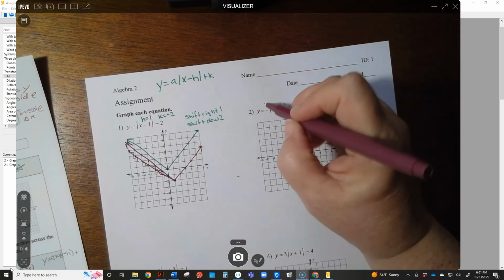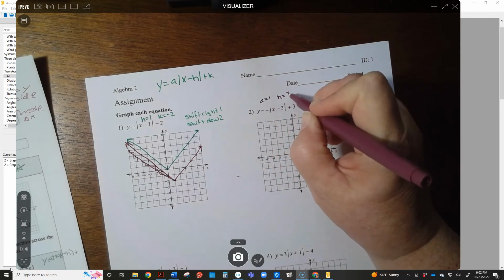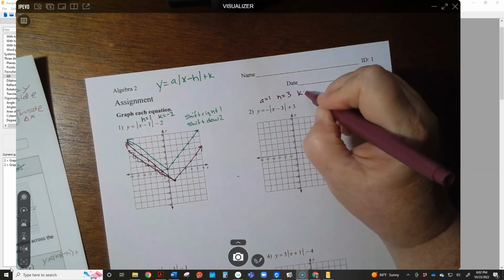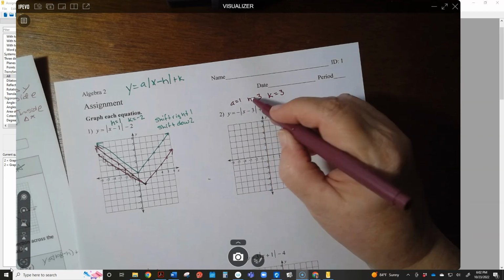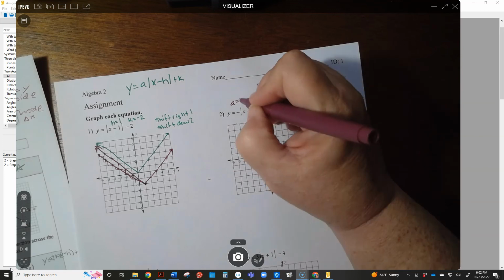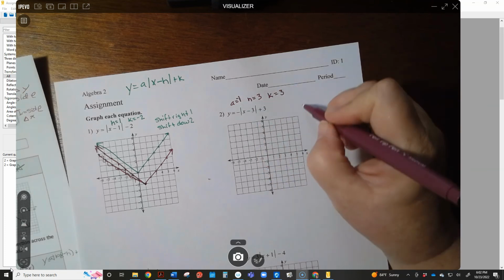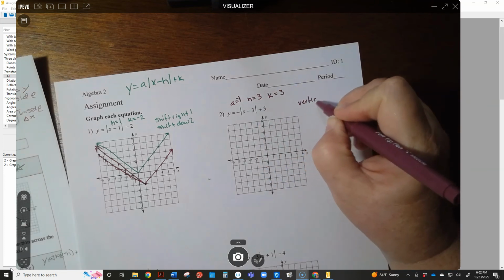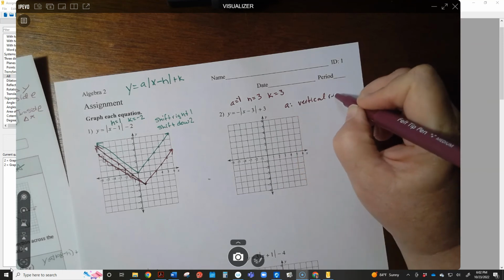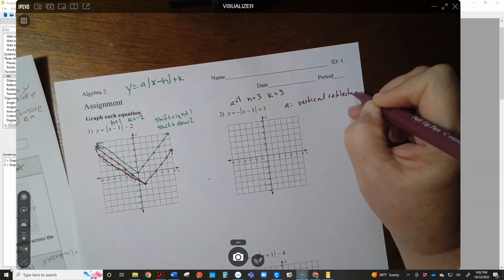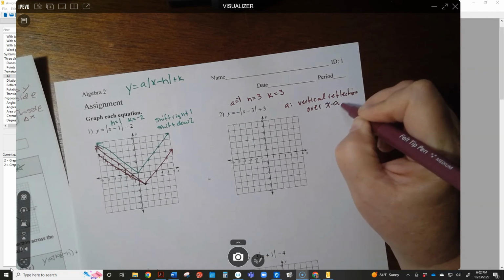This one, you have a is -1, h is +3, k is +3. So you're going to describe each one of these. Each one of these caused something. My goodness, I'm making mistakes. So since a is -1, we have a vertical reflection. The a is what's giving us the vertical reflection, and it's going to be a vertical reflection over the x-axis.